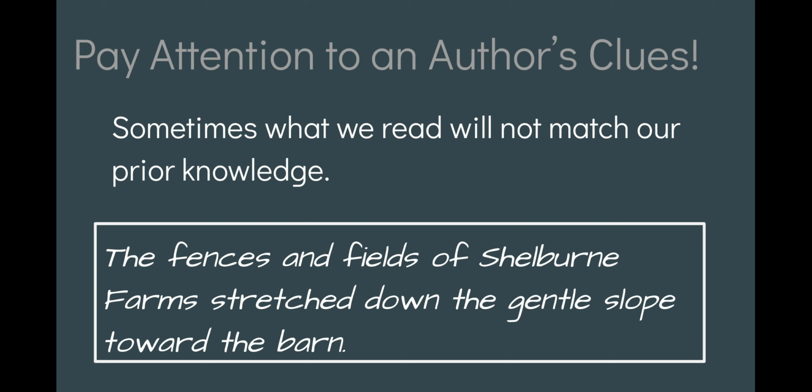Also, you need to pay attention to the clues that the author gives you. Sometimes what we read will not match our prior knowledge. So look at this section of text. The fences and fields of Shelburne Farms stretch down the gentle slope toward the barn. Well, that's easy enough. I've been on a farm before. I've seen fences, I've seen fields. I know what barns look like.